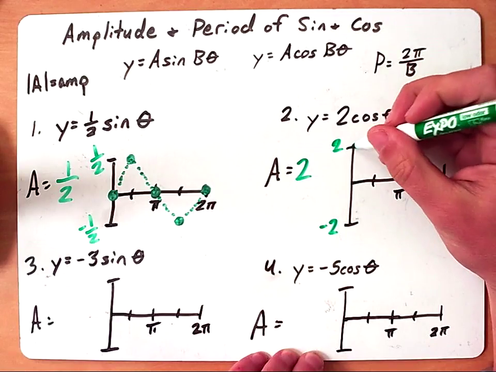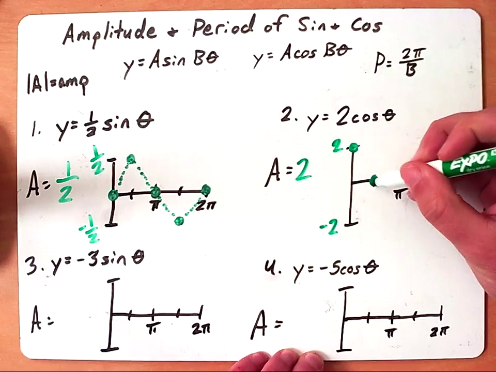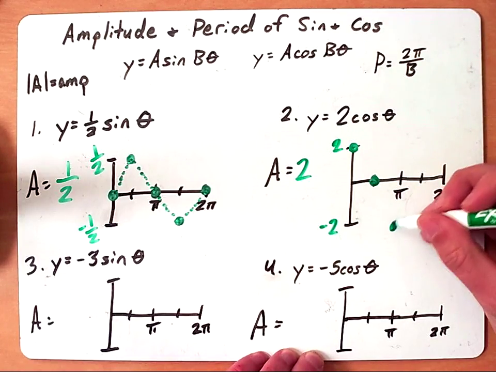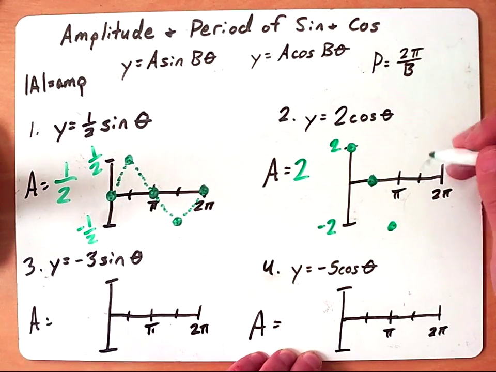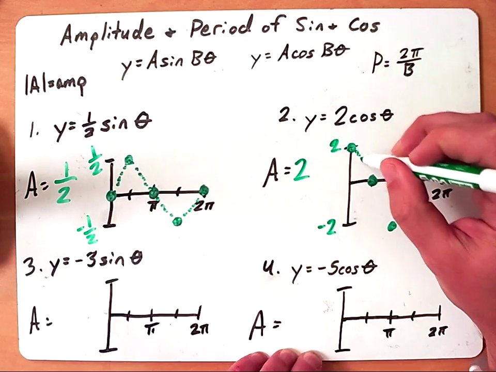So cosine is going to start at 2. At pi over 2, it would be at 0. At pi, it's going to be negative 2. At 3 pi over 2, it'll be back at 0. And then at 2 pi, it'll be back at positive 2.